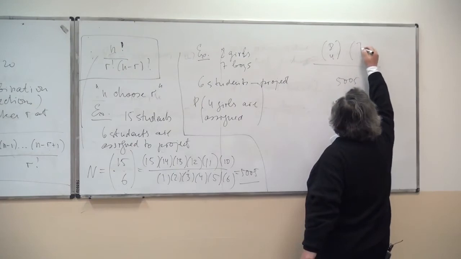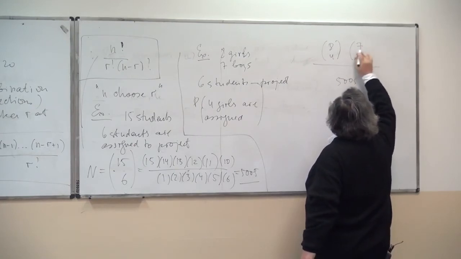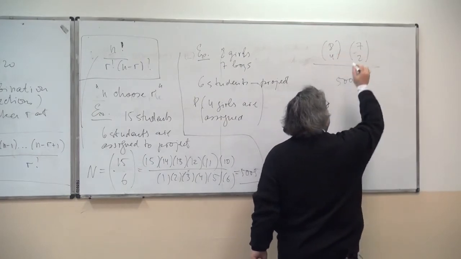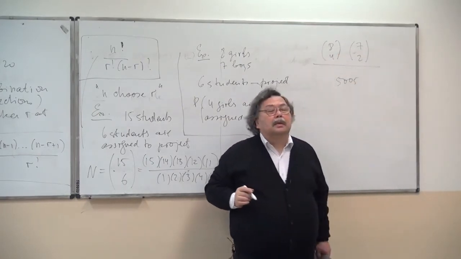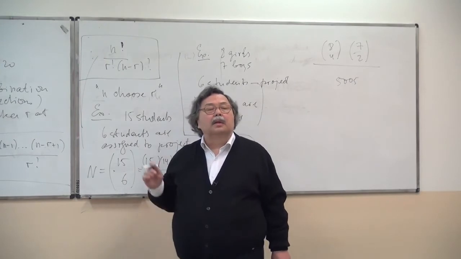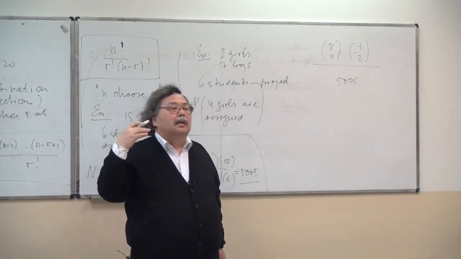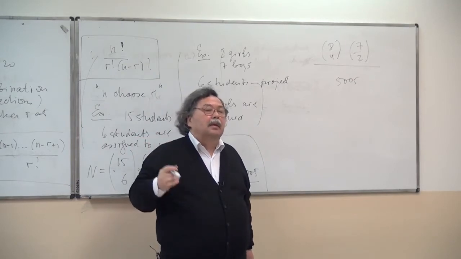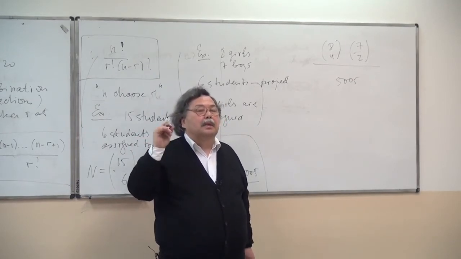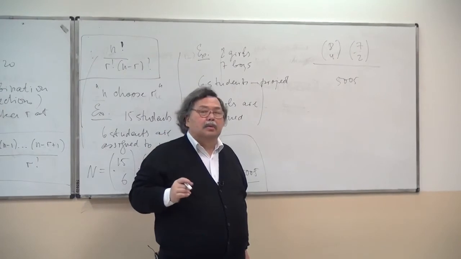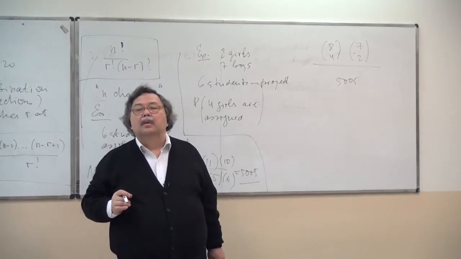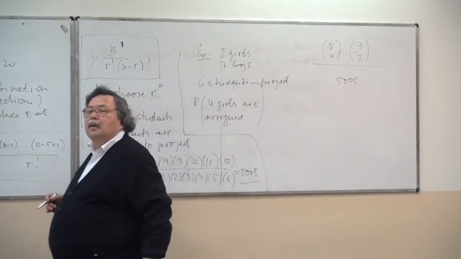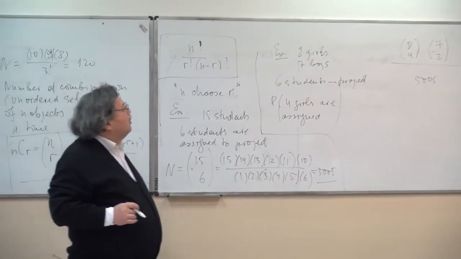But what's important, and what I want you to understand, is that we need to multiply this number by this number to get the right answer to the question: in how many ways can 6 students be assigned to this project, given that 4 of these 6 are girls. Do you understand this? Not a very simple question, but this is about the size of the problem that you are going to do on your course.